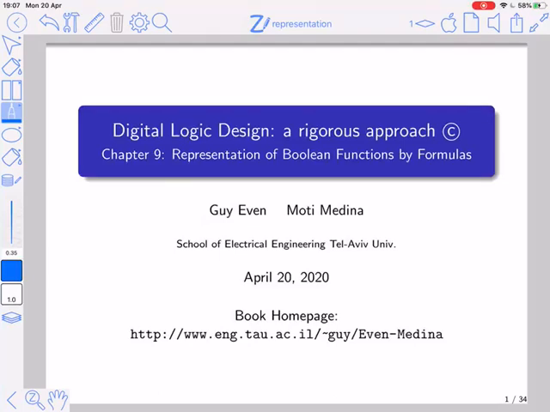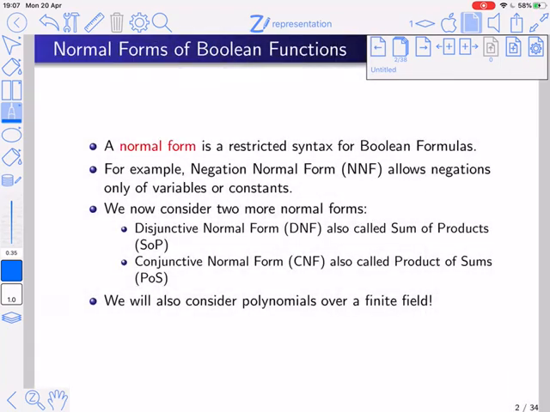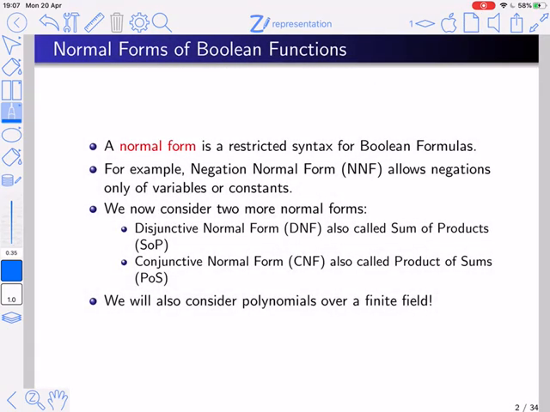Hello, welcome to our lesson on chapter 9, which deals with the representation of Boolean functions by formulas. In this chapter, we will present two normal forms of Boolean functions. In general, a normal form is just a restricted syntax for Boolean formulas. We already saw the negation normal form, which allows negations to be applied only to variables or constants.